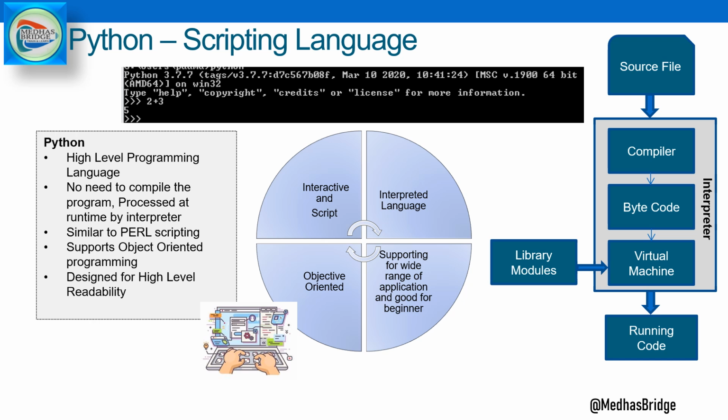Python is a high-level programming language. There is no need to compile; the program proceeds at runtime by the interpreter. Similar to Perl scripting, it supports object-oriented programming, is designed for high-level readability, supports a wide range of applications, and is good for beginners.